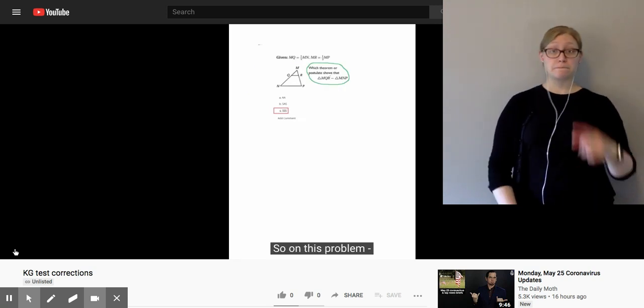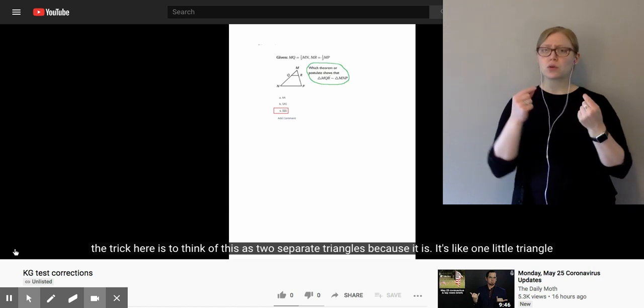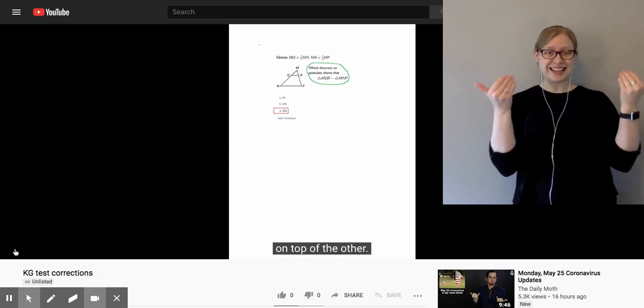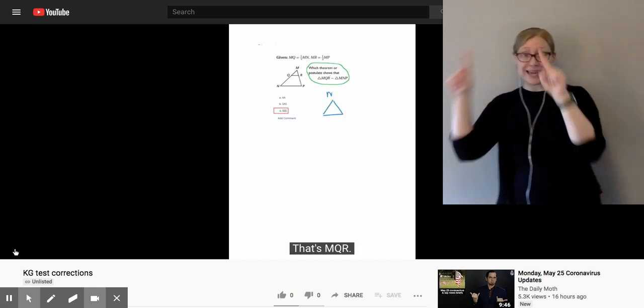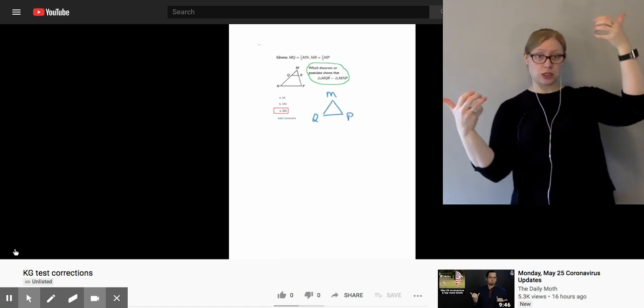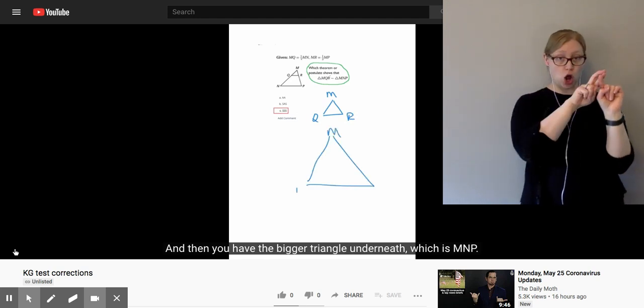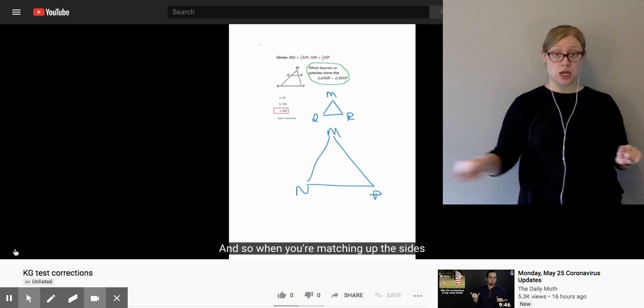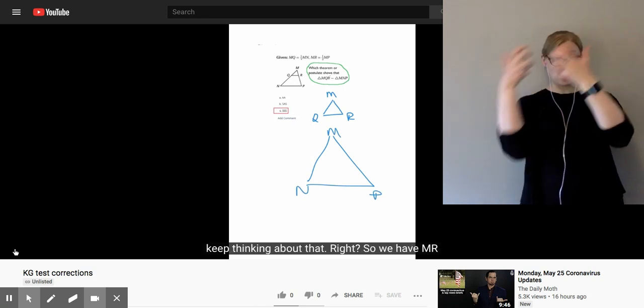So on this problem, the trick here is to think of this as two separate triangles, because it is. It's like one little triangle on top of the other. So we have the little triangle on top, that's MQR, and then you have a bigger triangle underneath, which is MNP. And so when you're matching up the sides, keep thinking about that, right?